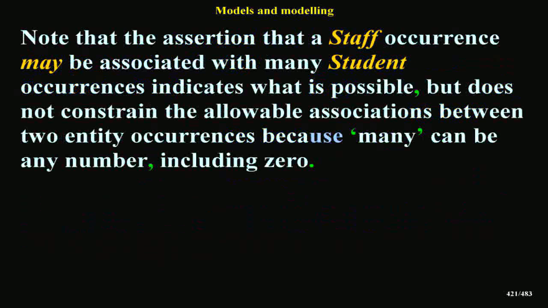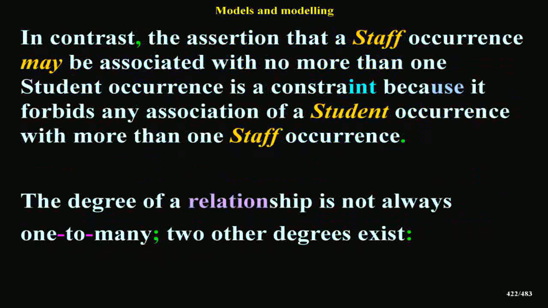Note that the assertion that a staff occurrence may be associated with many student occurrences indicates what is possible, but does not constrain the allowable associations between two entity occurrences, because many can be any number, including 0. In contrast, the assertion that a student occurrence may be associated with no more than one staff occurrence is a constraint because it forbids any association of a student occurrence with more than one staff occurrence.